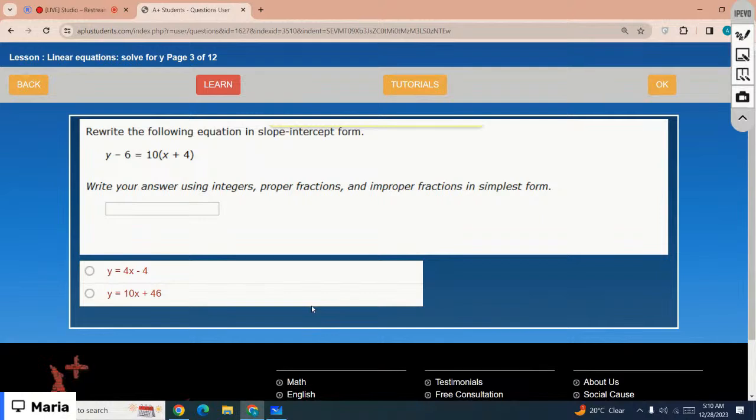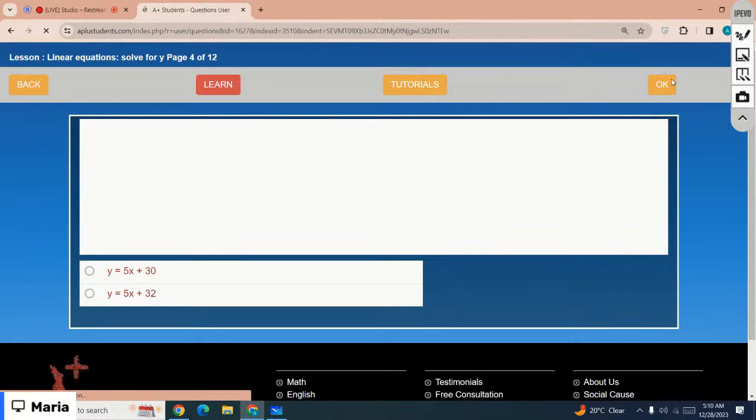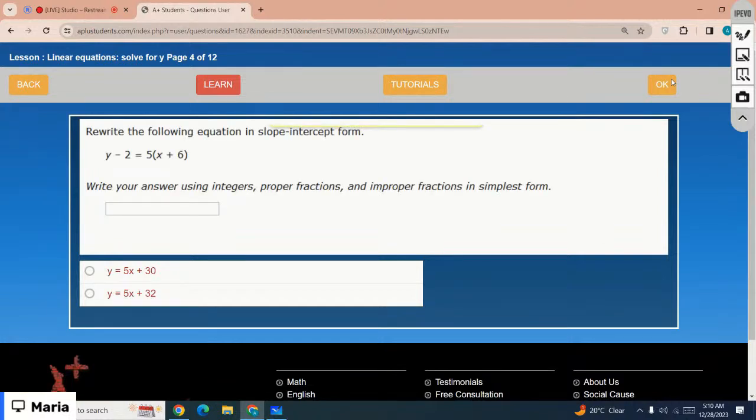Very good. The correct option is the second one. That is, y equals 10x plus 46 is the correct option. Rewrite the following equation in the slope-intercept form. So how do you rewrite? Which is the correct option?